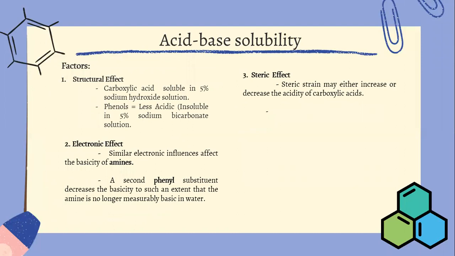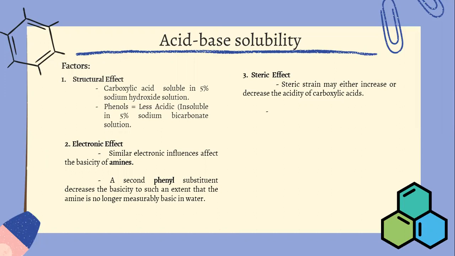For the acid-base solubility, it also has three factors. First is the structural effect. Most carboxylic acids have dissociation constants in water of 1 times 10 raised to negative 6 or greater, and therefore are readily soluble in 5% hydroxide solutions. Phenols with a dissociation constant of 1 times 10 raised to negative 10 are less acidic. Phenols are soluble in strongly basic sodium hydroxide solutions, but insoluble in 5% sodium bicarbonate solutions.